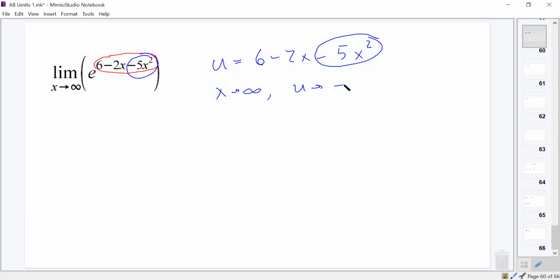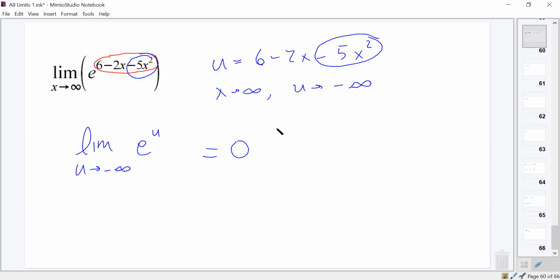Negative infinity? Should be negative infinity, right? Because we have a -5 as our coefficient on the x squared. We square the positive infinity, they still get a positive infinity, and multiply it by that negative. So we should be able to rewrite this then as the limit as u approaches negative infinity of e to the u. And just based on what we did on that last page, we should know that that is equal to 0. Should be 0. Exactly.